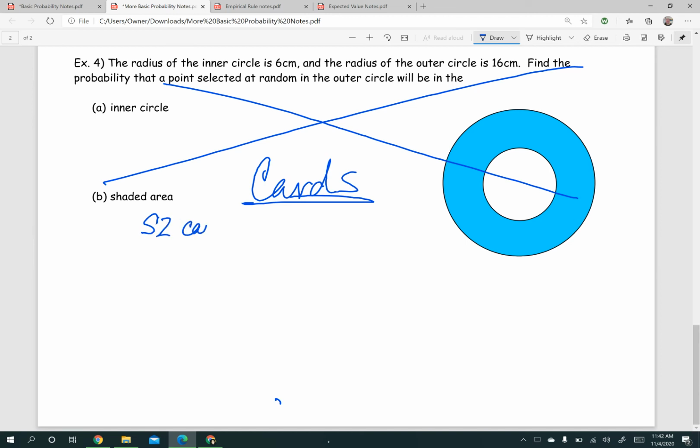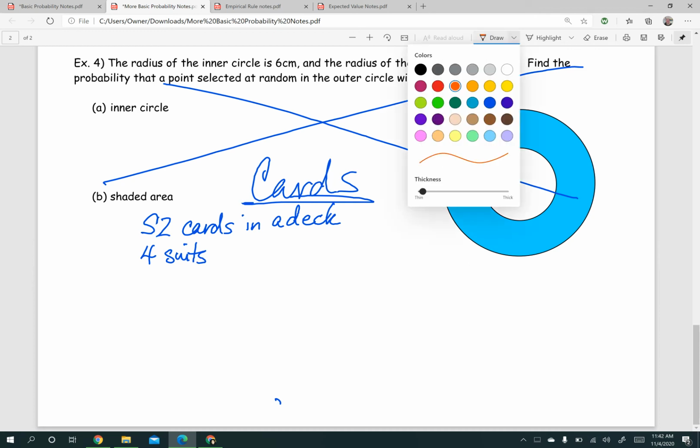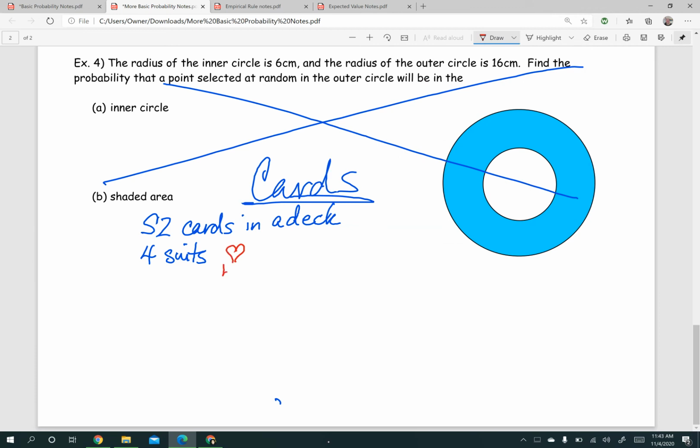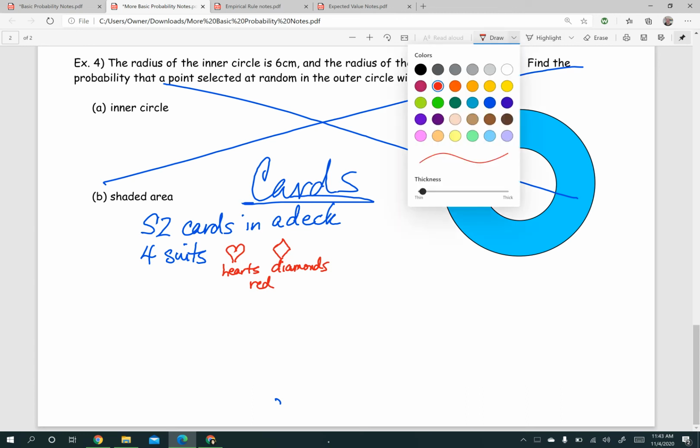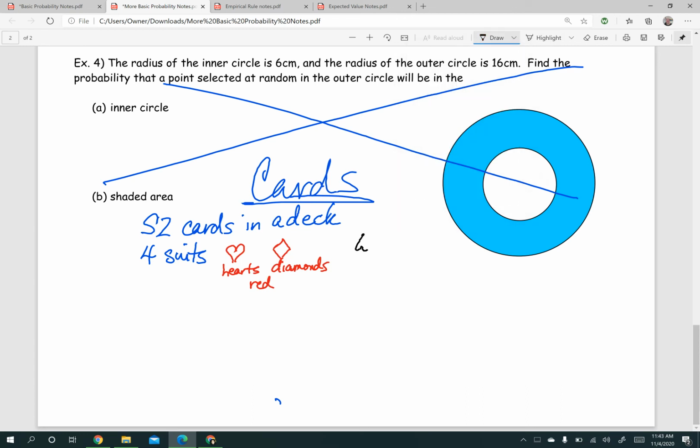There are 52 cards in a deck. There are 4 suits. There are hearts, and there are diamonds. And just like I drew them, they are red. Then there are spades. Ooh, that's a bad spade. Let me draw that again. Spades. And there are clubs. And these cards are black. Okay?